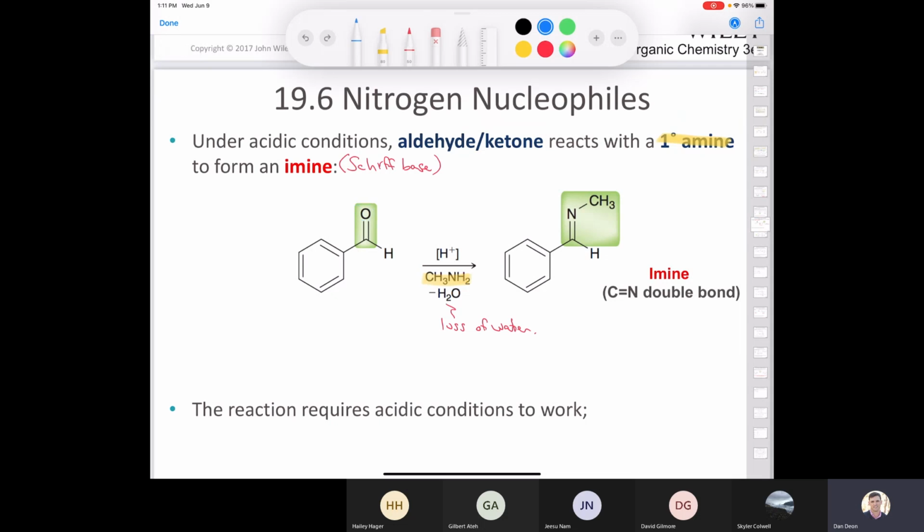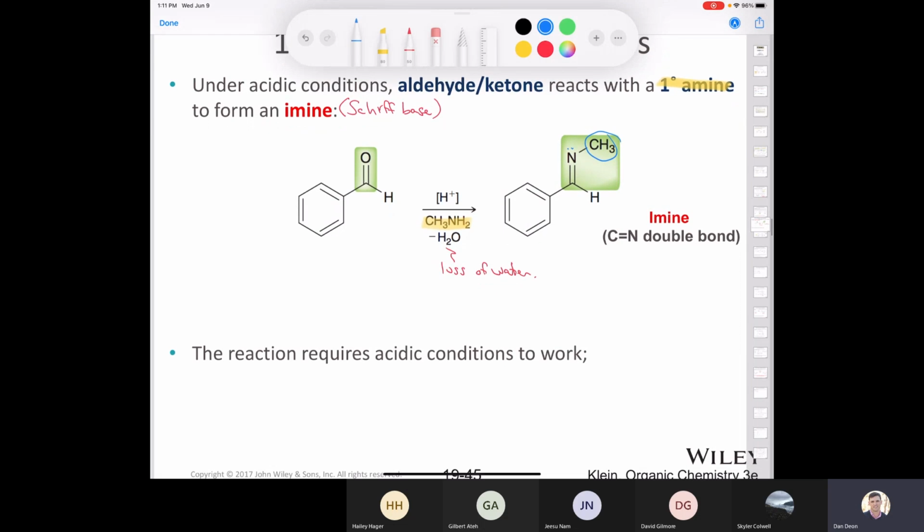Now, instead of a carbonyl, instead of a carbon with a double bond to oxygen, we have a carbon with a double bond to nitrogen. And since nitrogen always has to have 3 bonds and 1 lone pair, the other bond is to the methyl group. Now, something I want to point out before we move along is that you can also do this same reaction to make an imine with ammonia instead of a primary amine.